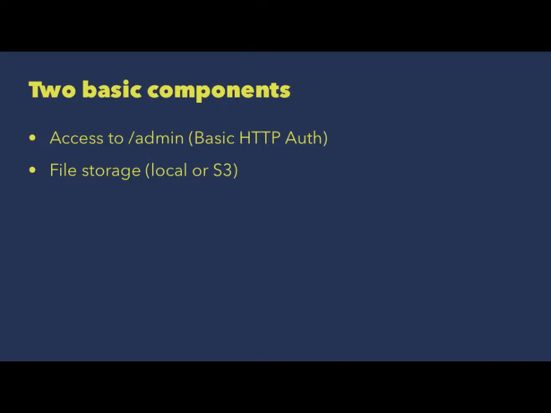When it comes to configuring Kilt, there are two things you really need to consider. The first is control to the admin section, and by default Kilt uses basic HTTP authentication. And the second thing is file storage. Out of the box, Kilt supports storing files to the local Rails application or to Amazon S3.